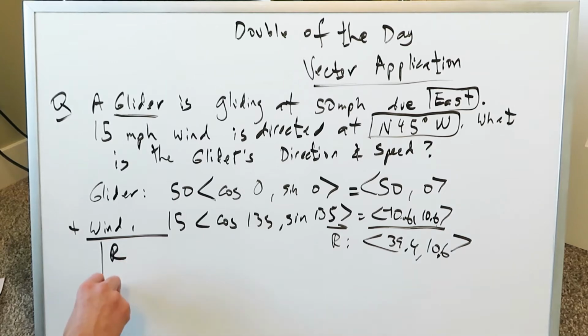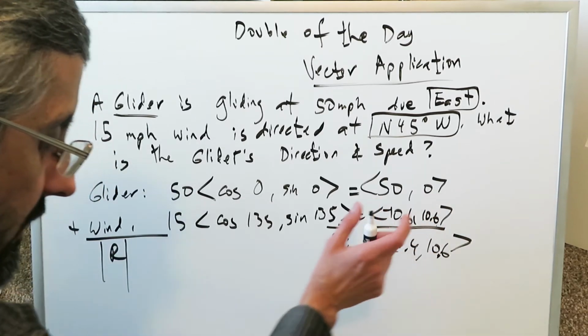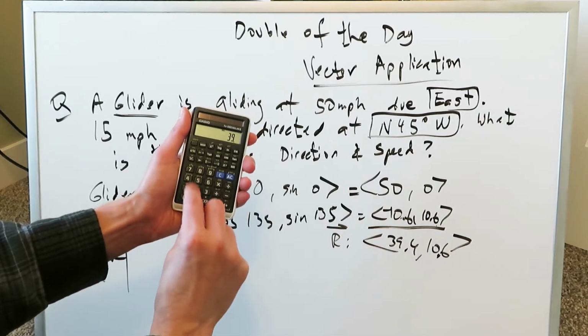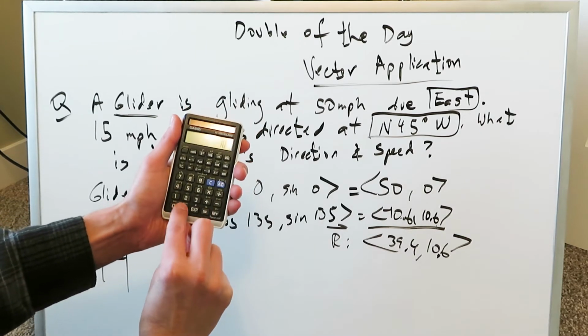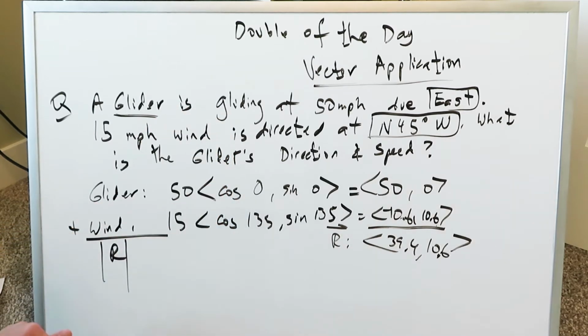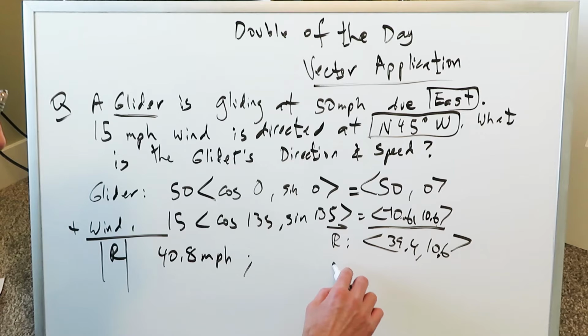But we have to find the magnitude of that resultant. We'll do this square plus this square, then square root. What will that magnitude of the resultant give us? It'll give us the speed of the resulting glider, how it is affected. We'll do 39.4 squared plus 10.6 squared and we'll square root it. We get 40.8. Of course the speed of the glider is going to slow down because the wind is not going along with it. It is at a certain angle slowing it down.